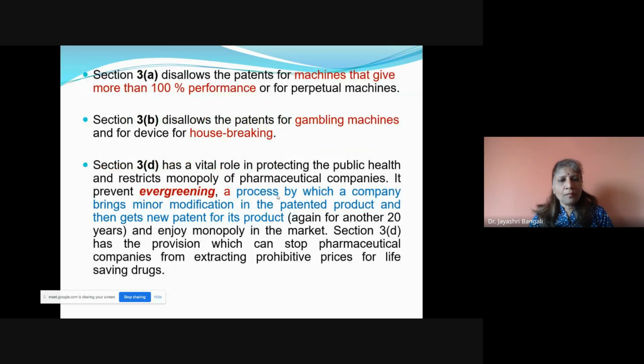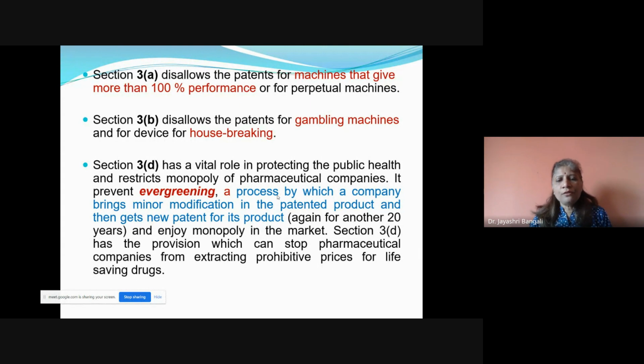According to Section 3A, a patent is disallowed for a machine that gives more than 100% performance, which is not possible actually. A machine cannot give more than 100% performance. So that is not allowed according to this section. Section 3B disallows patents for gambling machines and housebreaking. So this is also not allowed.